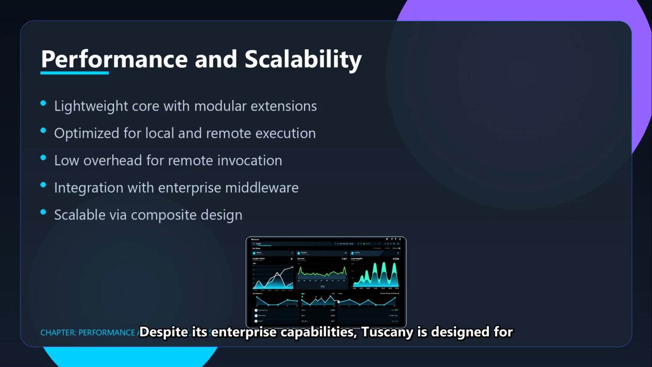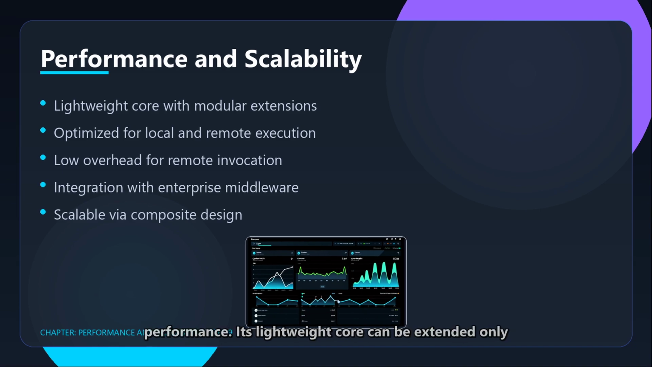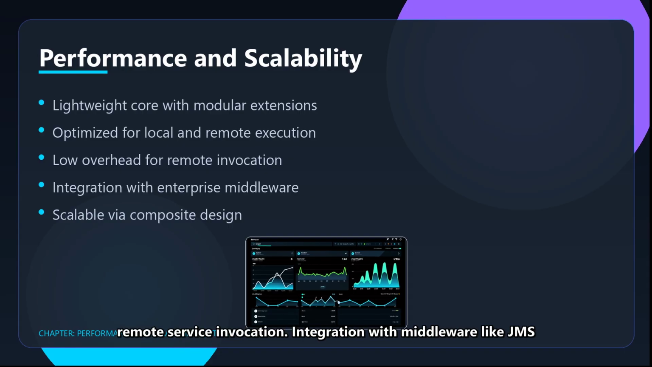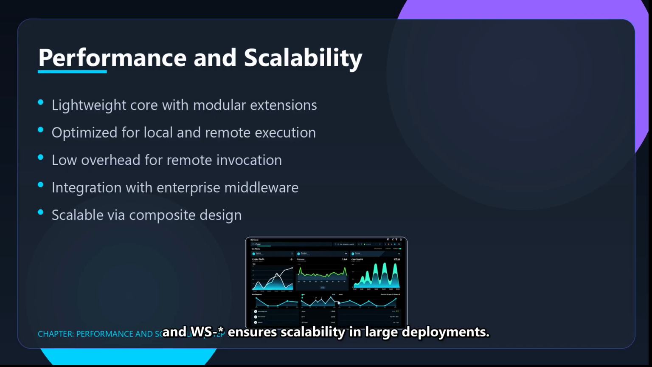Despite its enterprise capabilities, Tuscany is designed for performance. Its lightweight core can be extended only as needed, and it supports efficient local and remote service invocation. Integration with middleware like JMS and WS ensures scalability in large deployments.